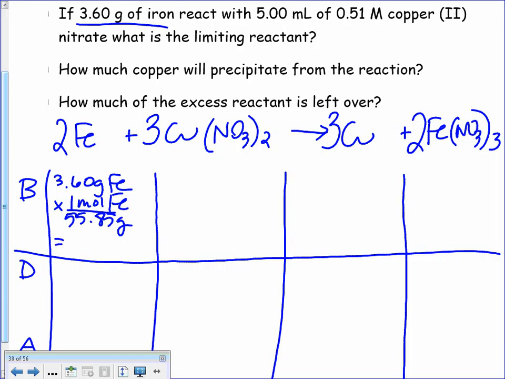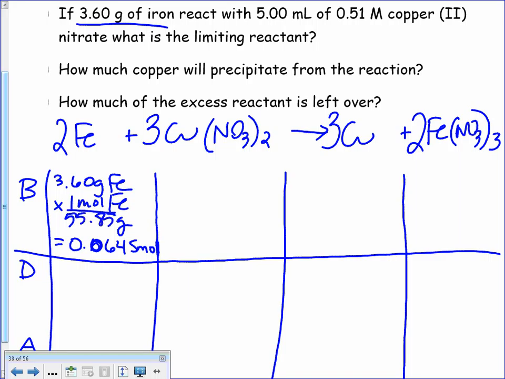Calculate. I'm trying to calculate with you, so I'm not going too fast. Small number, right? Point what? 0.0645 maybe. I'm going to expand out one more. Okay. So we have 0.0645 moles before the reaction begins. We're all comfortable doing that.